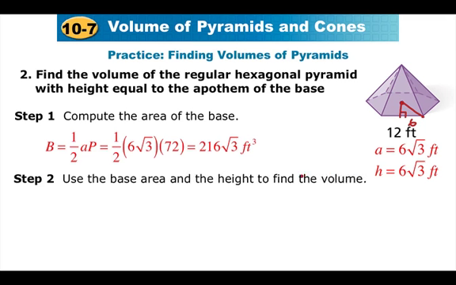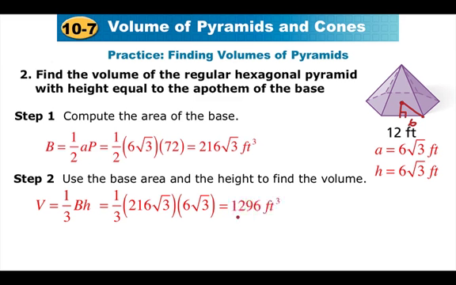And then you need to use the base area and the height to find the volume. So this is where you apply the formula: 1/3 times the area of the base times the height. The height is 6 radical 3. This is the area of the base. Simplify this, and you end up with 1,296 cubic feet. Let's go to number 3.